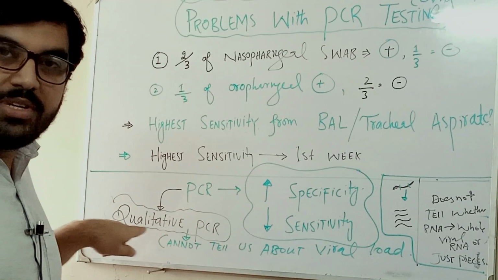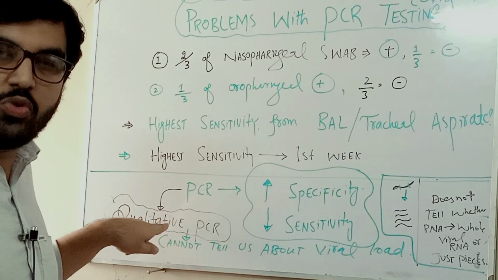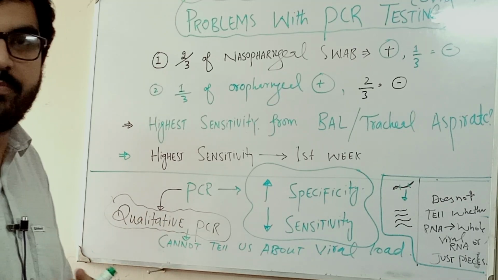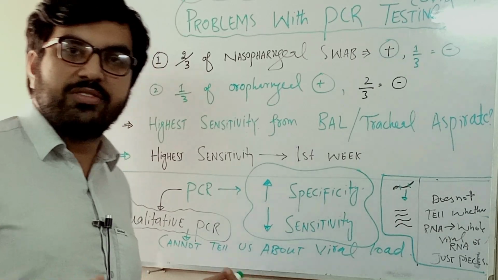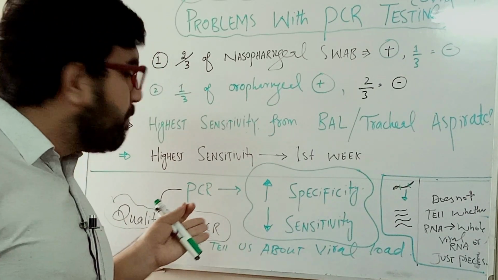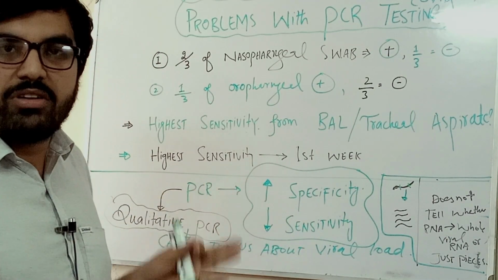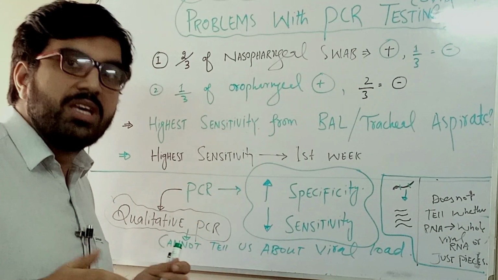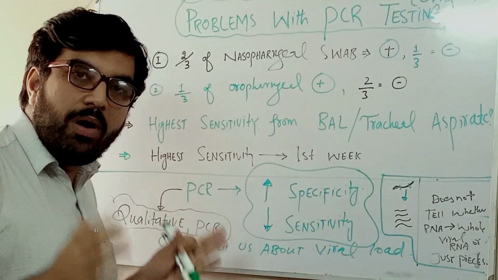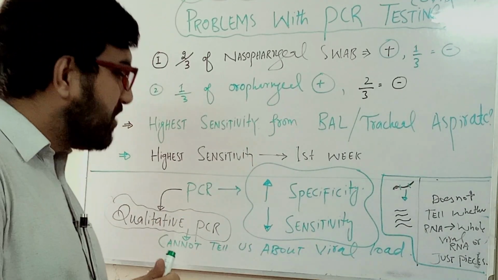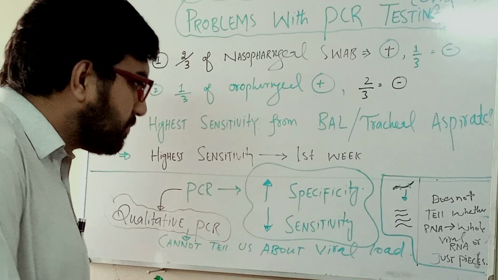Now the second problem is that the PCR we do for COVID-19 is qualitative or quantitative? The answer is qualitative. It can tell you whether there is RNA or not. It does not tell you about the viral load. It does not tell about viral load. That is a very big pitfall.